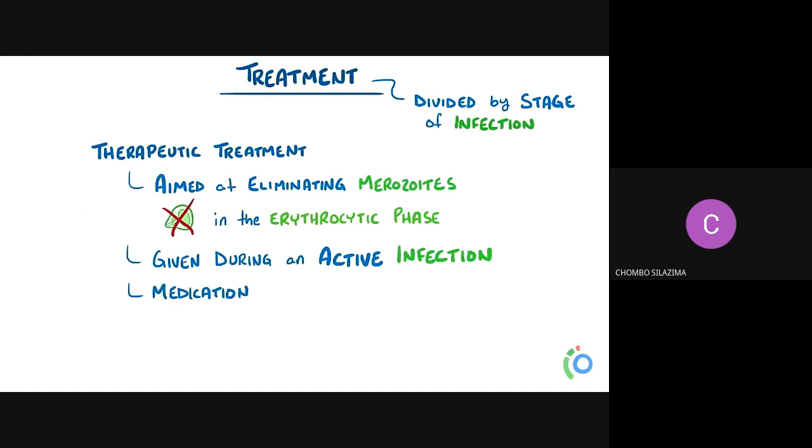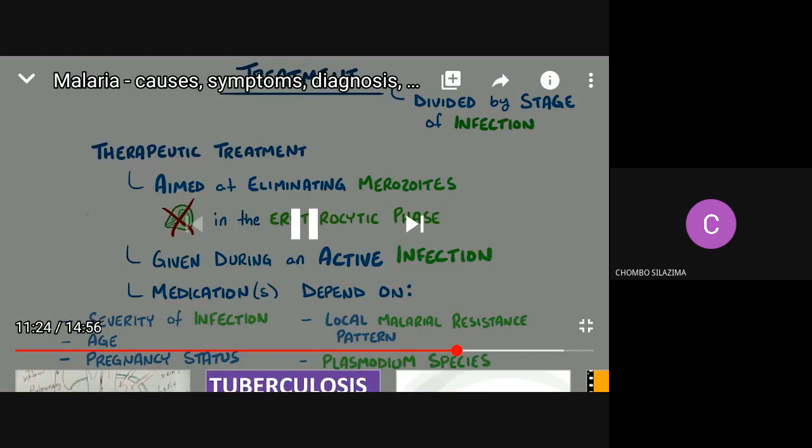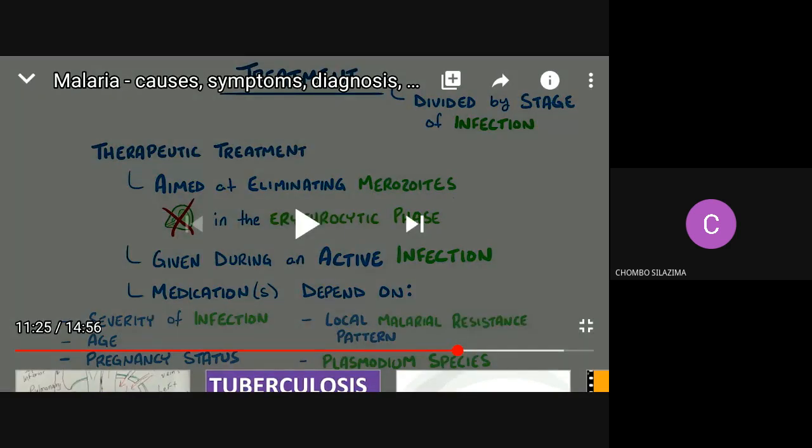The exact medication or group of medications that are used to treat an active infection depends largely on the severity of the infection, the age and pregnancy status of the patient, the local malarial resistance pattern, which depends on the geography, and the Plasmodium species causing the infection. That means you'll find different malaria treatments that are specific for different geographical locations, and they will vary, including with the names and all that, because of the patterns that are specific for each particular country and region.